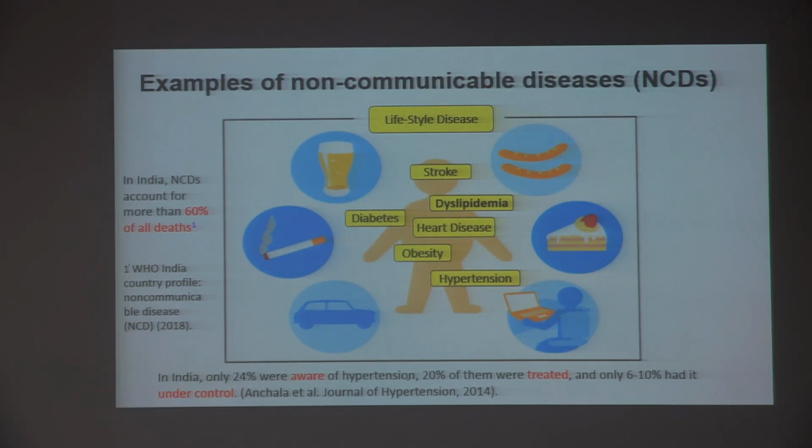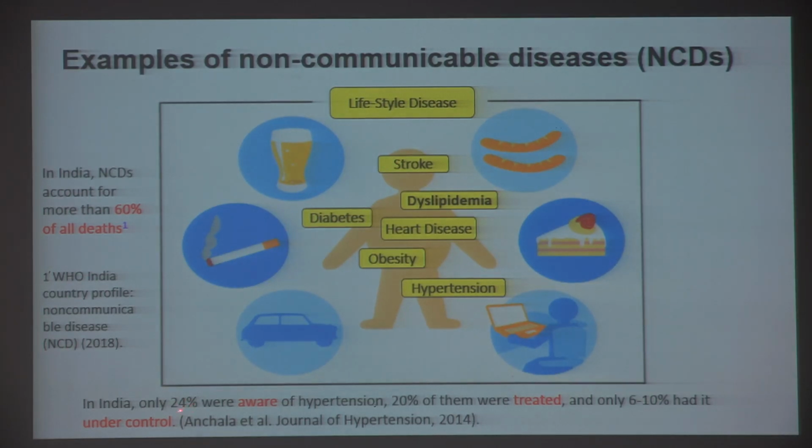In this society, as Dr. Nakashima and Dr. Maruf mentioned, more non-communicable diseases are emerging. And the problem in India, according to previous research, is that only 24% were aware of hypertension, and 20% of them are treated, and 10% are under control. So this is a problem. Many Indian people don't know if they have hypertension or diabetes or other non-communicable diseases, and they are not treated.